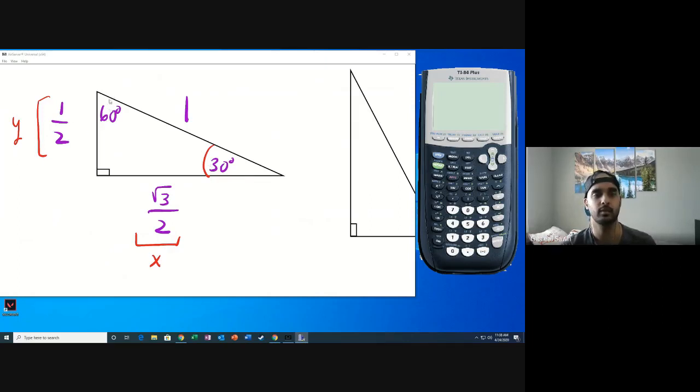So sine of 60 will be √3/2 divided by 1. Tangent is going to be the opposite divided by the adjacent. So this triangle actually gives you all of those exact values. Now, it might be hard to remember where things are going to go.